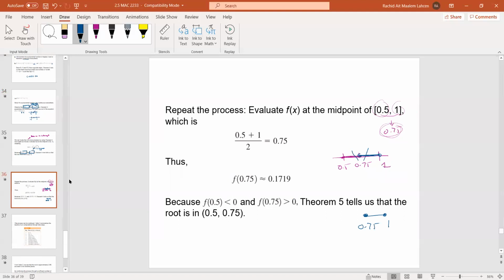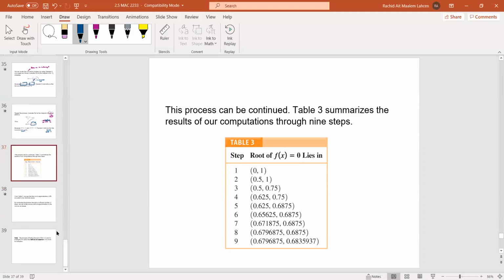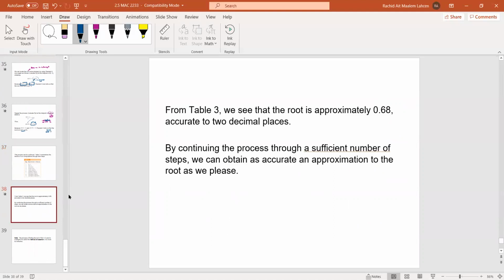Its average is 0.75. We plug in 0.75, we get positive. So now this is positive. We want the other end that has a negative. All right, so now it's this interval and so forth. And we do this kind of investigation until we find where the 0 is, where the root is.